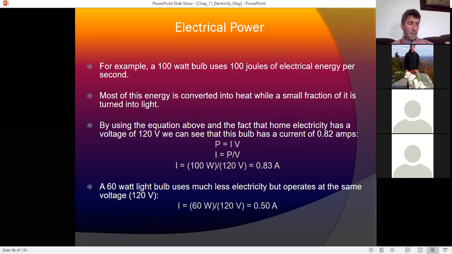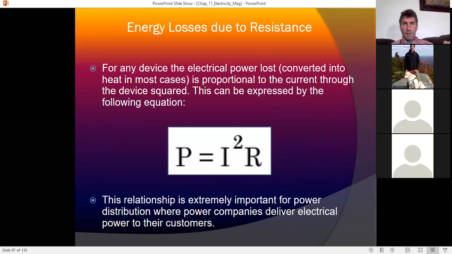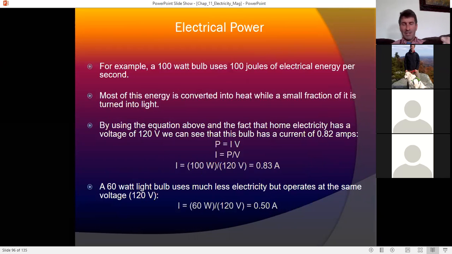For a 100-watt light bulb, we can calculate the current based on the power. You can write it as current is equal to power over voltage. I'm just turning that equation around. So for a 100-watt light bulb, divide by the voltage, how much power per volt, and that tells me that I get 0.83 amps. Skip that equation, it's getting more complicated.